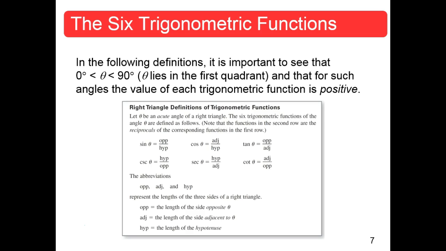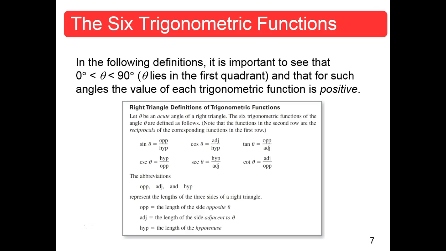In the following definitions, it's important to see that as long as theta is an acute angle between 0 and 90 degrees, or 0 and pi halves in radians, theta lies in the first quadrant, and for such angles, the value of each trigonometric function is positive. First quadrant, all trig functions are positive.